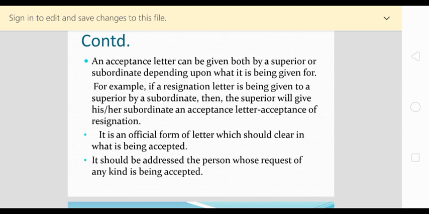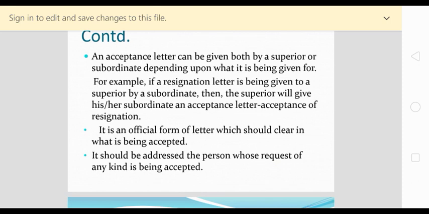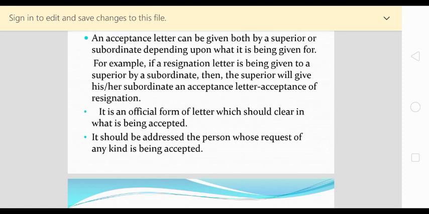An acceptance letter can be given by a superior or a subordinate, depending upon what it is being given for. If you are in charge of authority, you can give the acceptance letter, or if you are the one who gets appointed in a workplace, you show your acceptance that you accepted the job offer. For example, if a resignation is given to a superior by a subordinate, then the superior will give the subordinate an acceptance of resignation.